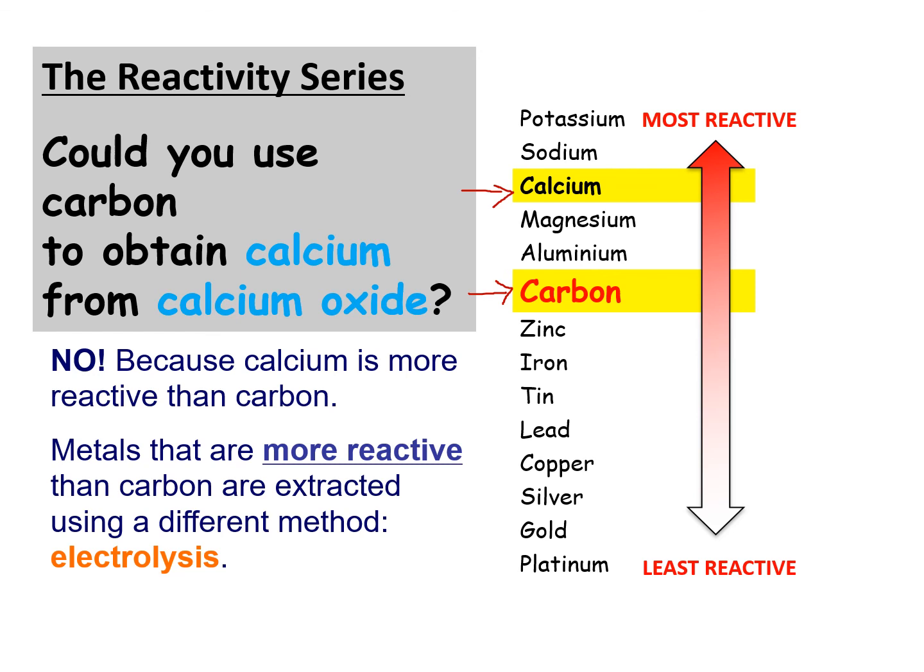Metals that are more reactive than carbon can't be extracted by heating with carbon. Instead, they are extracted by a different method called electrolysis, and we'll learn more about that next lesson.